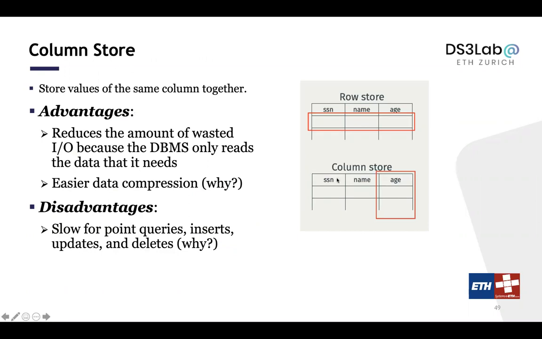So in column store, whenever you are reading, like, one continuous region on the hard drive, you are getting this age, this age, this age. You are actually putting all this information together. Okay, so you're actually storing column-wise, not row-wise.